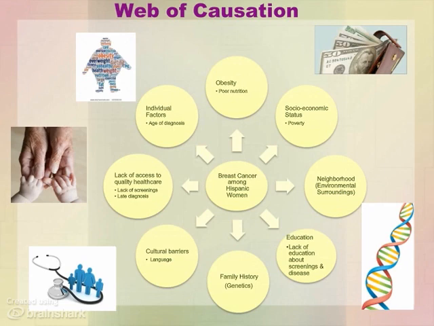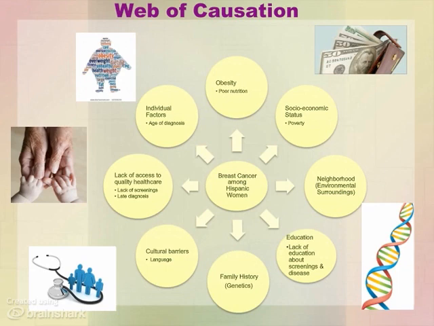The fourth one, education, and that is a general lack of education, and with that, a lack of education about screening and the disease. The fifth determinant is family history. Genetics plays a huge role in breast cancer and breast cancer outcomes. The sixth determinant is cultural barriers. A lot of times in the Hispanic community, if they don't speak English, there's major language barriers to accessing resources, services, and things of that nature.